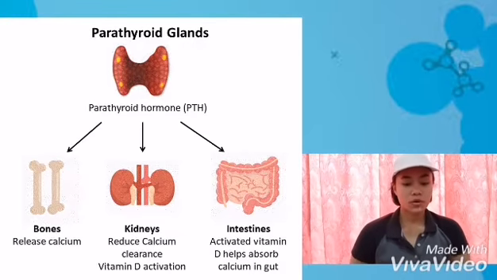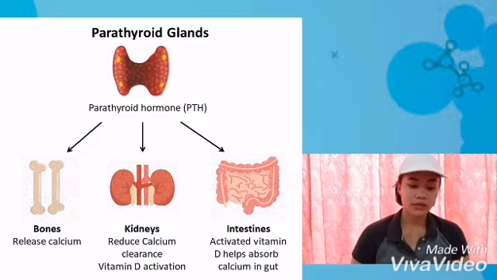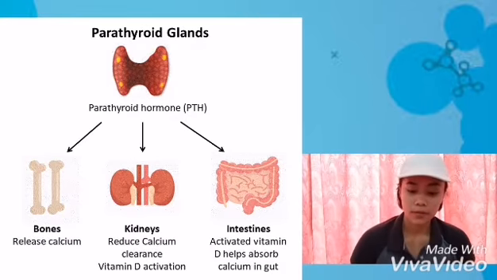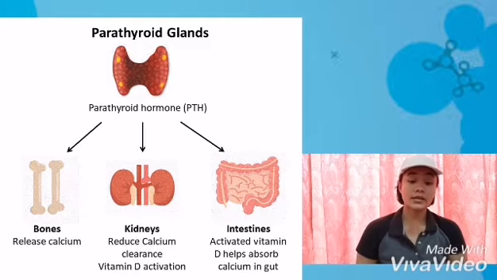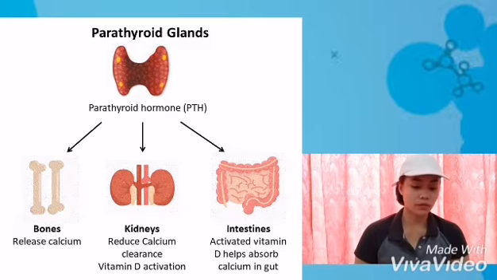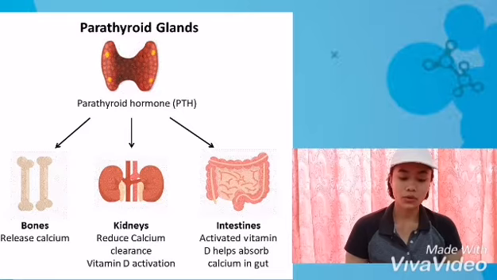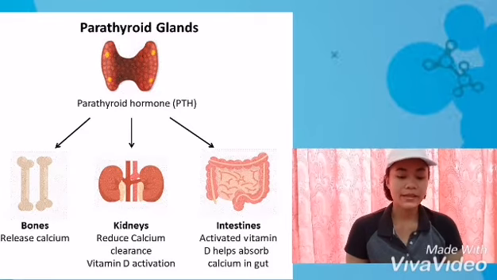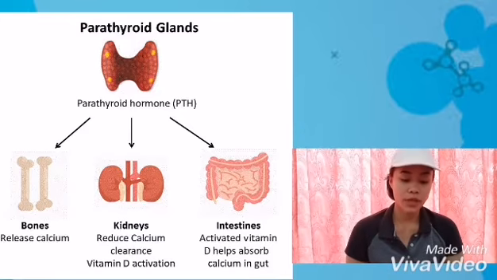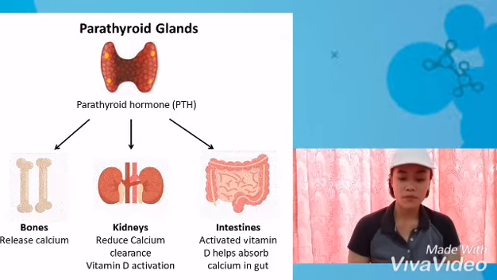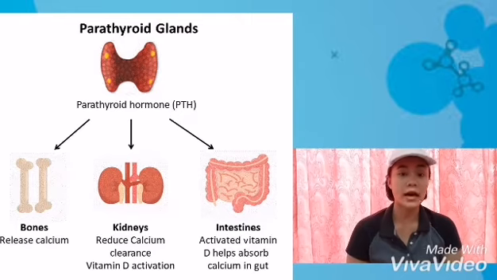The main job of the kidneys is to cleanse the blood, which includes controlling the level of chemicals in the blood, sending excess to the urine for removal. PTH also stimulates vitamin D production, which helps our body to absorb more calcium from food in the gut.